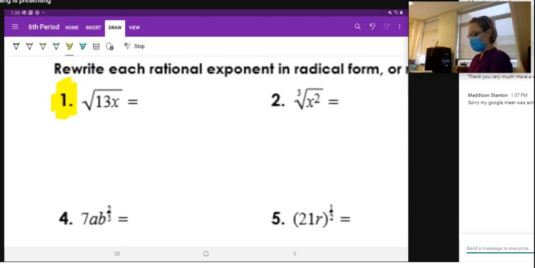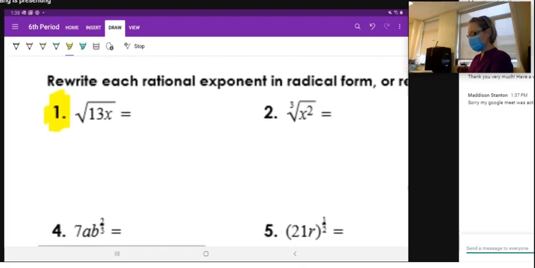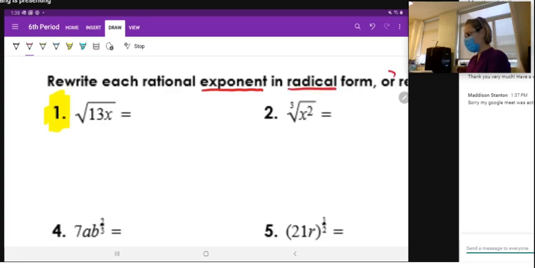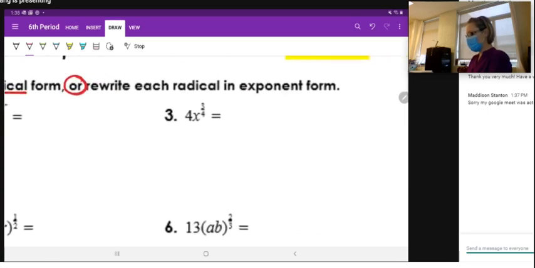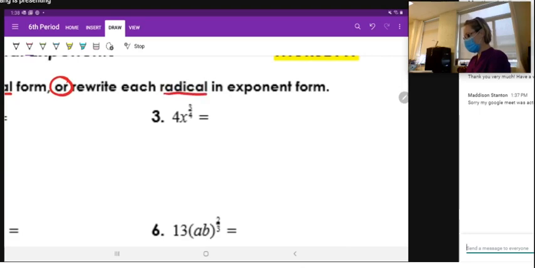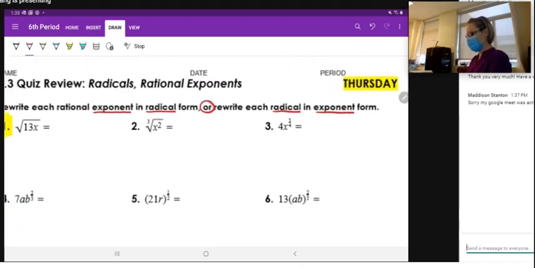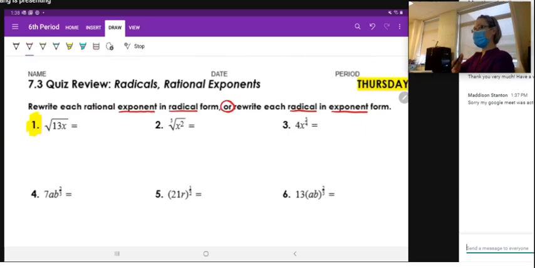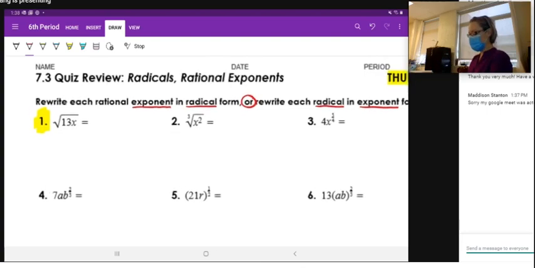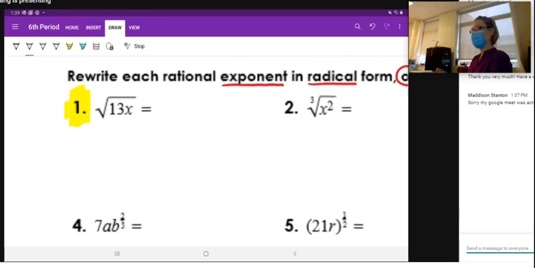So let's take a look at number 1. The instructions for this problem say, rewrite each rational exponent in radical form, or rewrite each radical in exponent form. So all we have to do on these problems is, if it's written as a radical, we need to change it to an exponent. If it's written as an exponent, we need to change it to a radical. That's it, okay? We're not doing a lot of fancy stuff here. So for number 1, this is a radical. We need to change it into an exponent.